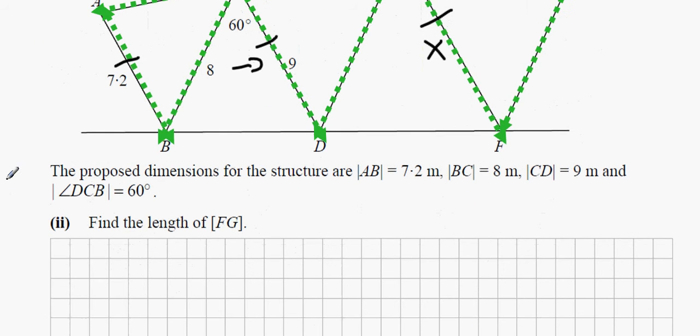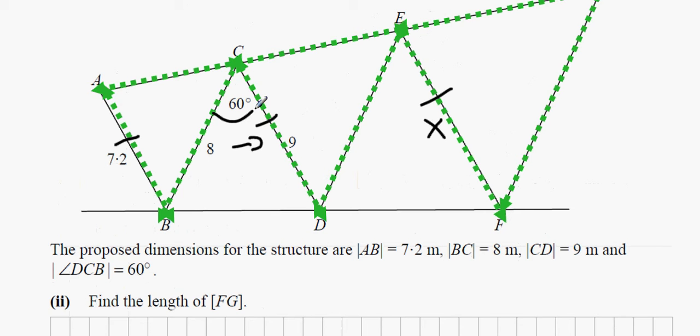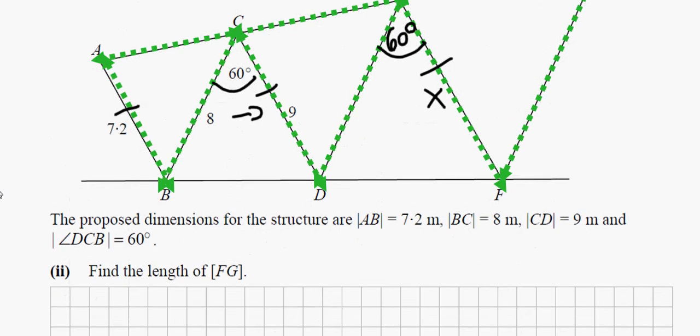The proposed dimension of the structure: AB is 7.2 meters, BC is 8 meters, CD is 9 meters, and DCB, let's see where DCB is, is 60 degrees. Now what this 60 degrees means is that basically it's maintained. The 60 degrees is maintained because they're enlargements of each other, okay? So that's okay. Now, find the length of FG. So F to G.